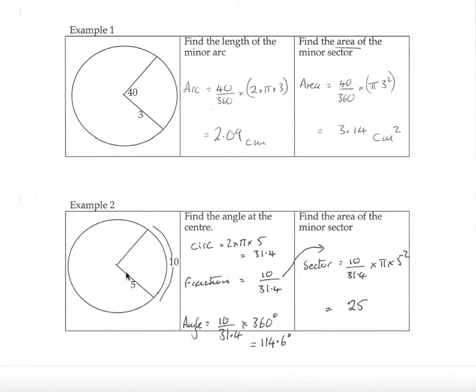Now I've figured that out, it's easy to apply it. The angle at the centre here must be 10 31.4ths of the full 360. And the area of this sector here must be 10 31.4ths of the area of the whole circle, pi r squared.